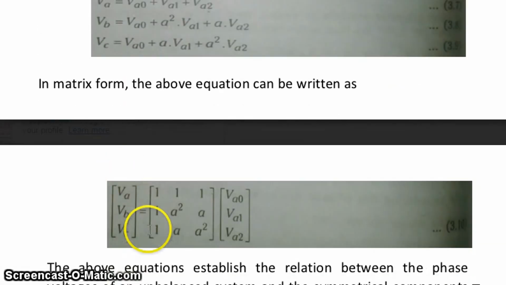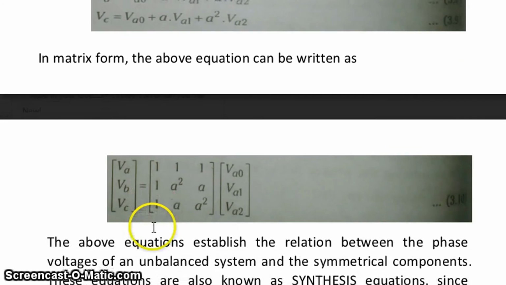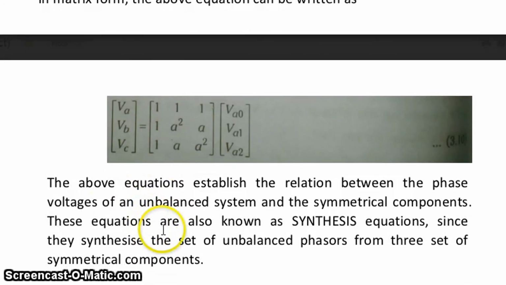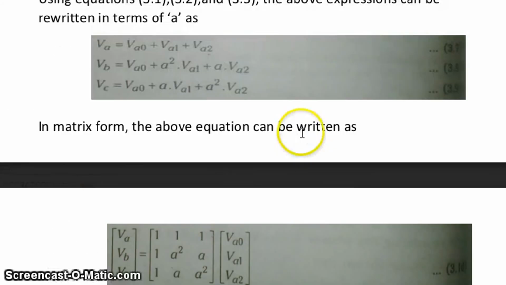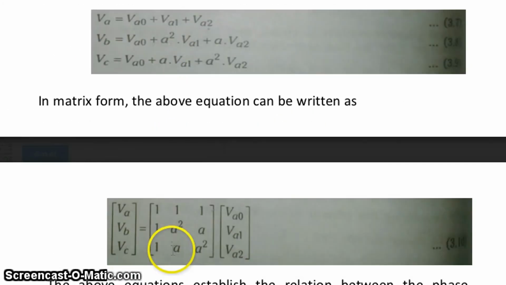In matrix form, this equation can be easily written as VA VB VC is equal to this matrix into this matrix. Now this equation is known as a synthesis equation because these symmetrical components are being used to synthesize the unbalanced phases. So when you expand it, the equation that we obtain is known as the sequence components.